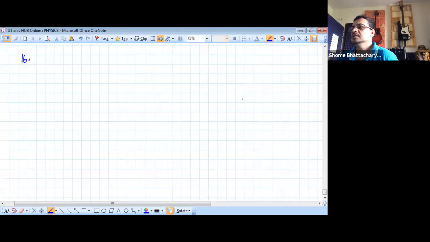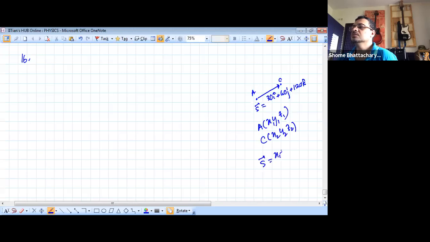See, what is happening is that if you are going from a point A to a point C, and that displacement is 30 i cap plus 40 j cap plus 120 k cap. Okay. Now A's coordinates, so this is the displacement. Suppose A's coordinates are x1, y1, z1, and C's coordinates are x2, y2, z2. So what is that displacement? It is x1 minus x2. Sorry, x2 minus x1, because you're going from 1 to 2.